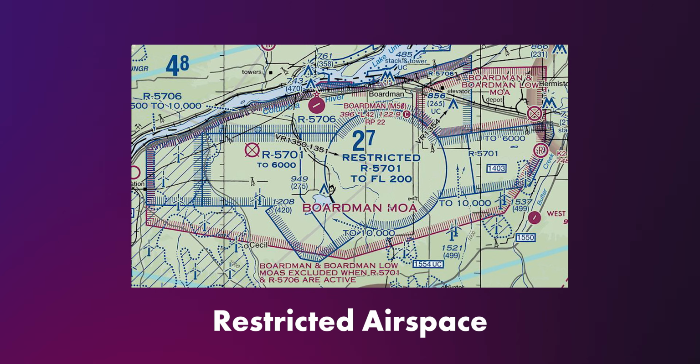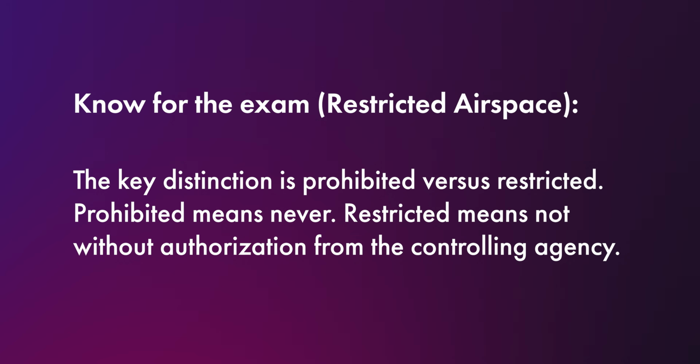Restricted areas contain hazardous activities, artillery firing, missile testing, aerial gunnery, military training exercises. Flight isn't prohibited outright, but it requires permission from the controlling agency listed on the chart. On a sectional chart, restricted areas appear as a blue R followed by a number. For the exam, the key distinction is prohibited versus restricted. Prohibited means never. Restricted means not without authorization from the controlling agency.